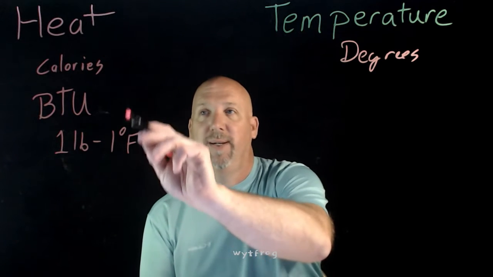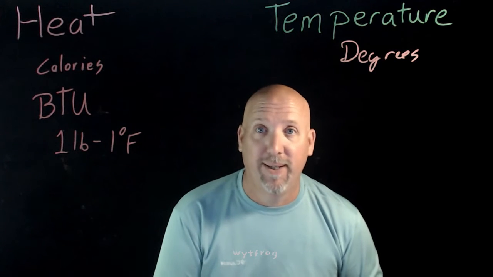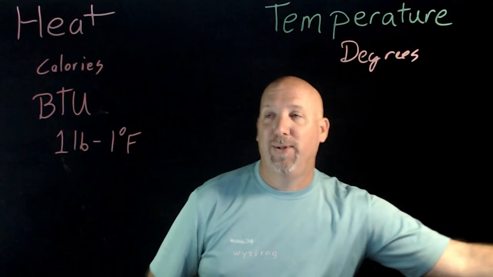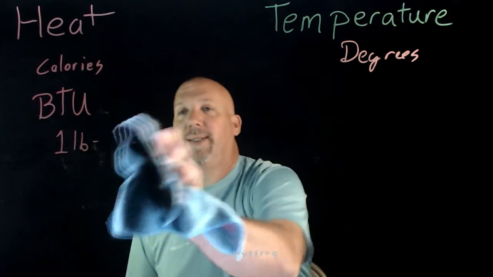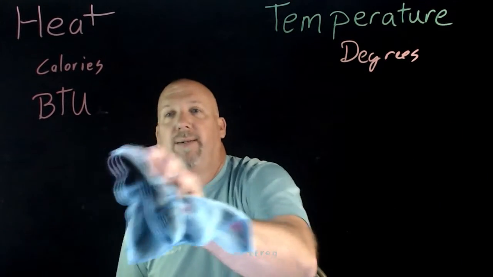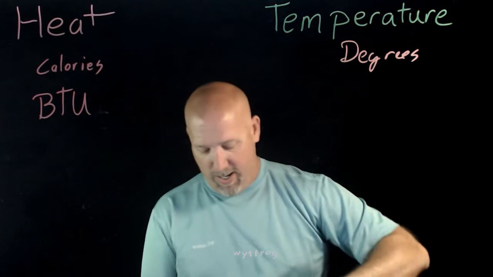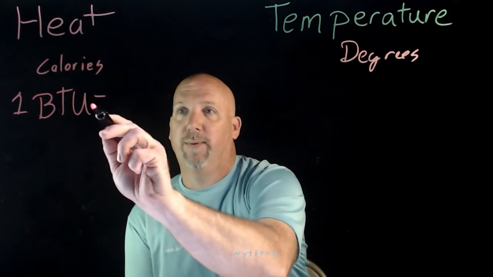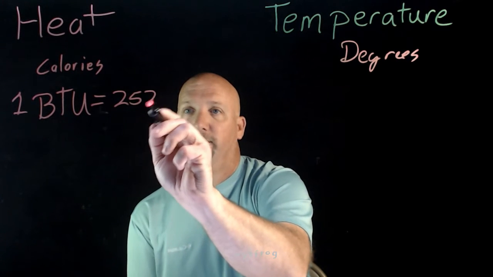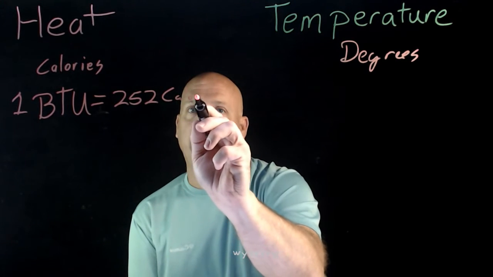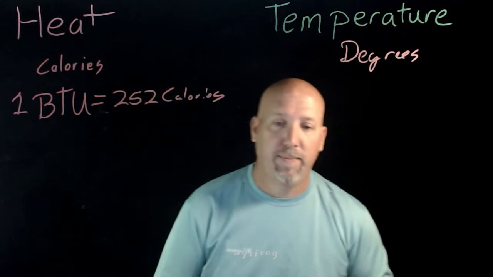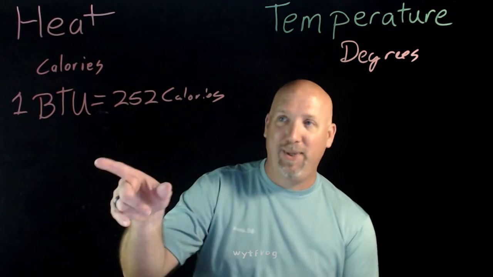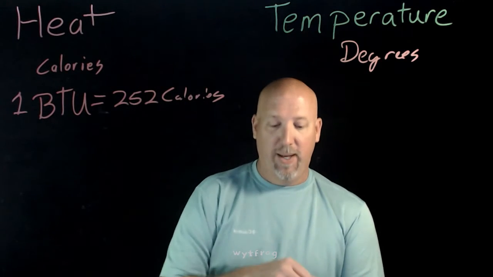1 BTU equals 252 calories. So 1 pound of water, 1 degree Fahrenheit, but 1 BTU equals 252 calories. Just so you know, 1 BTU equals 252 calories.